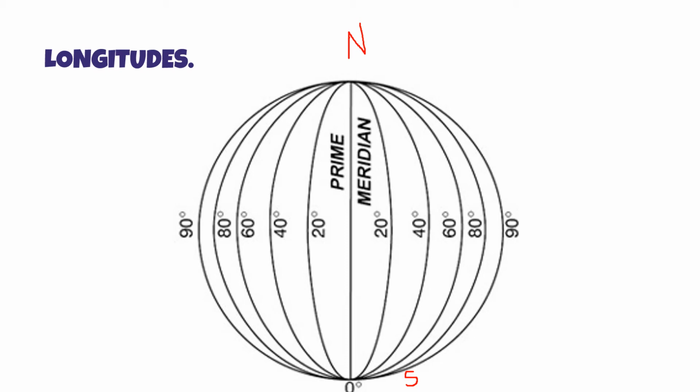The 0 degree line of longitude is called the prime meridian. All the lines of longitude, as you see here, are measured at different degrees: 20, 40, 60 and 80. Around the Earth, there are 360 lines of longitude.